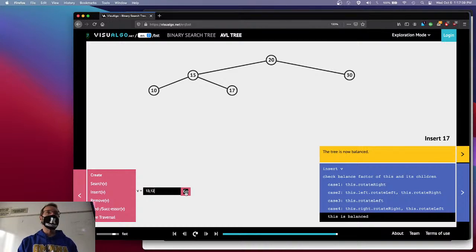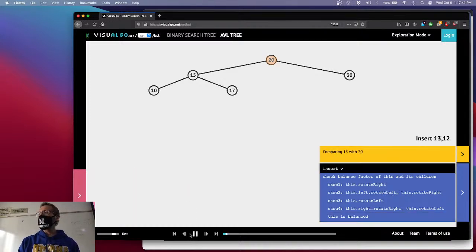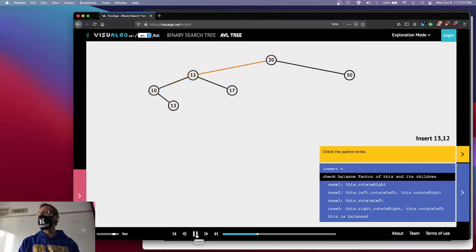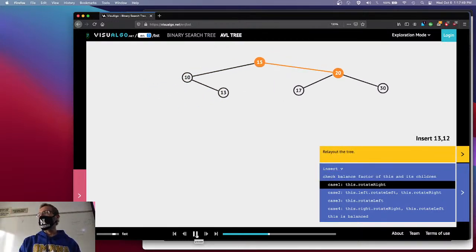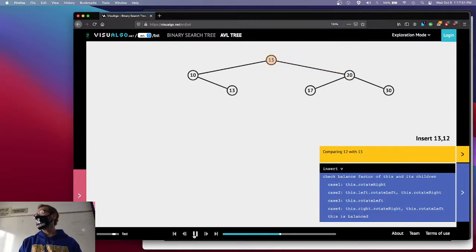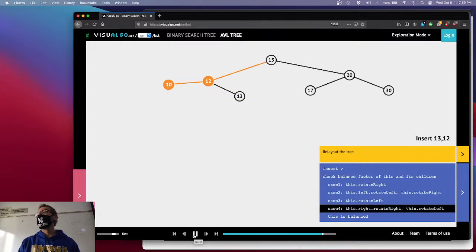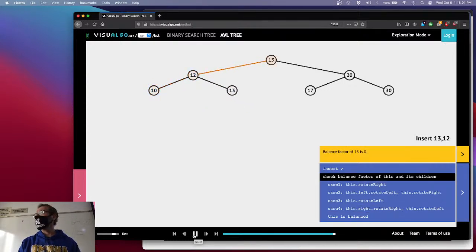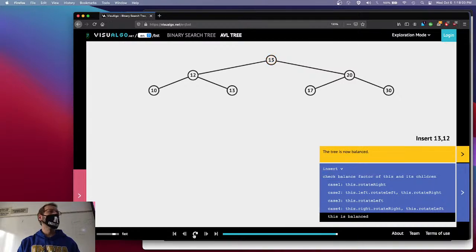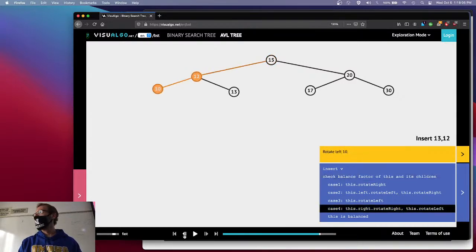So let's go ahead and insert 13 and 12. 13 is going to end up being where? Right child of 10. 12 is going to end up being, by the way, it's checking the balance factor. Oh, darn it. No. All right, fine. There, what kind of rotation is going to happen there? That was a left-right rotation? I don't remember. It went by.